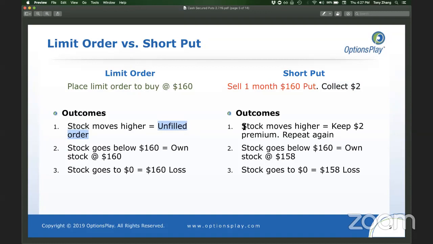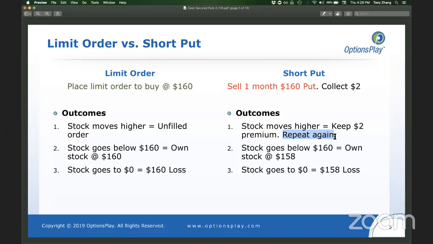In the case of the short put, if the stock moves higher, you just keep the $2 premium, and you can actually sell another put again. You can sell a higher put, you can sell the same put again. Whatever it is, you can continuously repeat the short put opportunity and continue to collect income. This is the income stream that you're able to generate that you wouldn't be able to do if you simply placed a limit order.